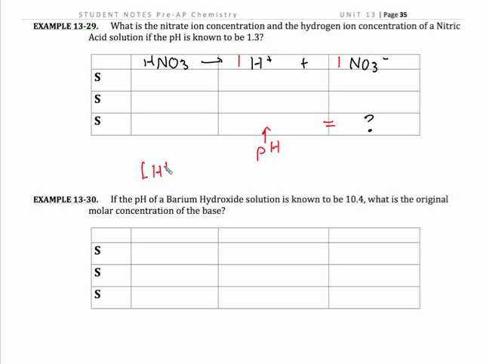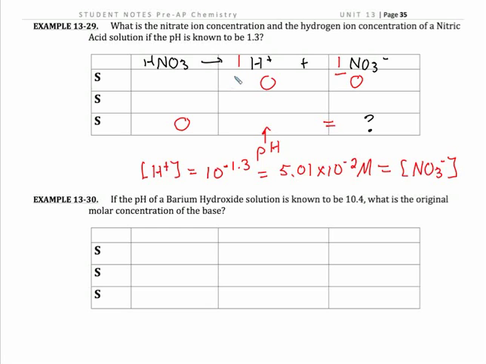So my H plus, I don't need to fill out the whole grid. It's not asking me really for any of the other components, so I'm not going to use it all. Use what's needed to get your mind moving. So my H plus is 10 to the minus 1.3, which is 5.01 times 10 to the minus 2 molar, which is also equal to my molarity of NO3 minus, because you've proven to me up here that you know that that's a 1-to-1 mole ratio. So that would be enough work for me.